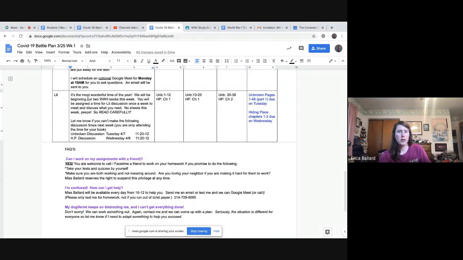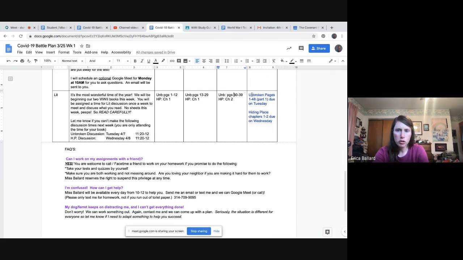Literature. So we are going to be working on our lit books. You each have either The Hiding Place or Unbroken at your house that I sent home with you because we were thinking ahead. And I have the assignments here. So Unbroken, you are reading pages 1 through 12, pages 13 through 29, pages 30 through 39. These again are optional of which days you do it.